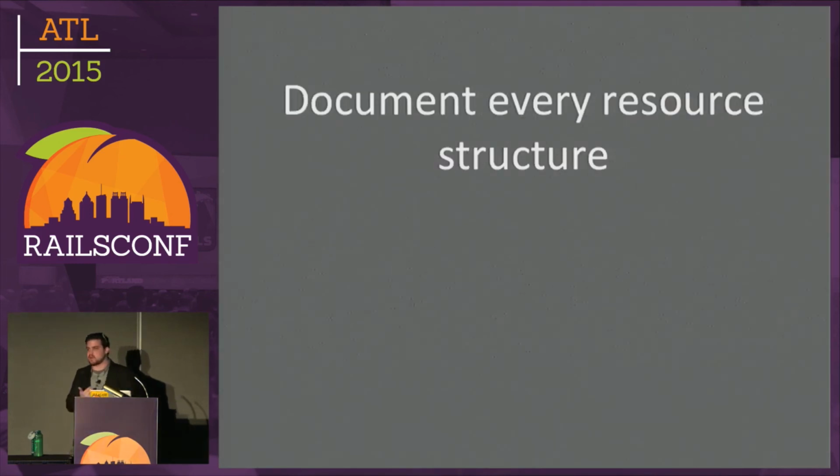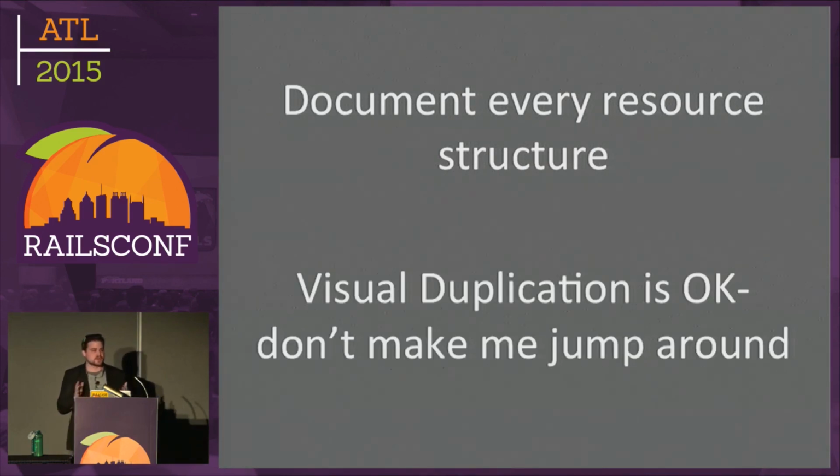So in your reference docs, you need to make sure that every resource is well documented. It's okay to visually duplicate things in docs, because one of the worst things you can do is give me a bunch of links to other pages, and to actually understand what an API call is doing, you're making me jump around. You're making me access 3, 4, 5 different files to do one thing, and that's no fun.